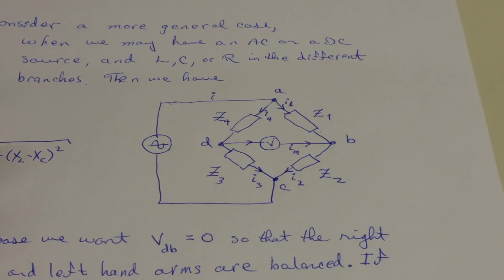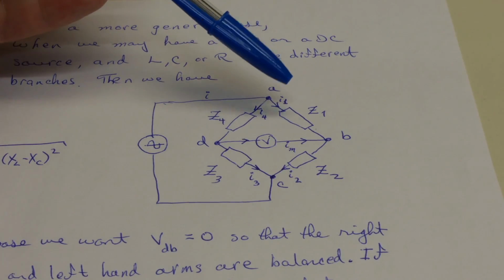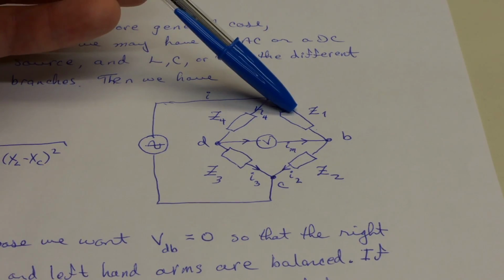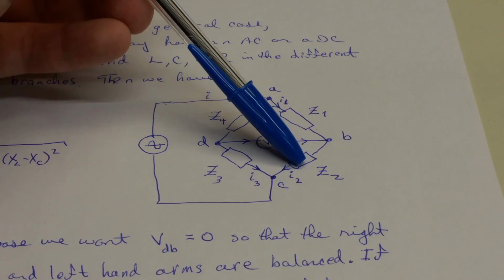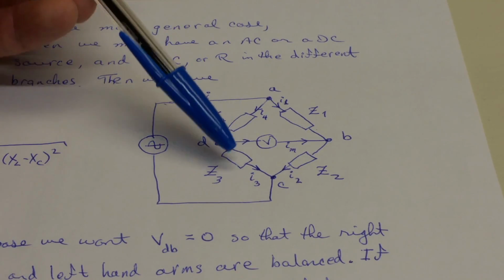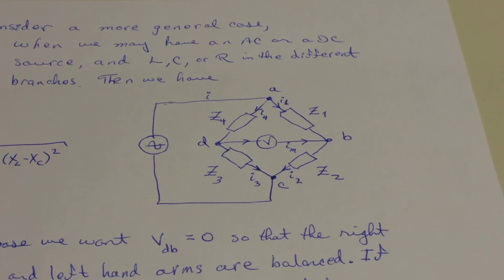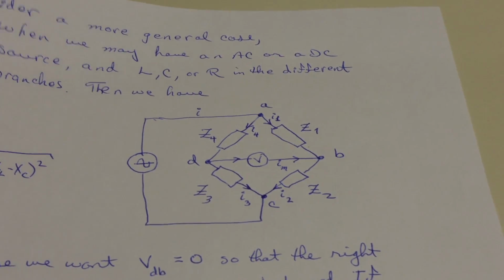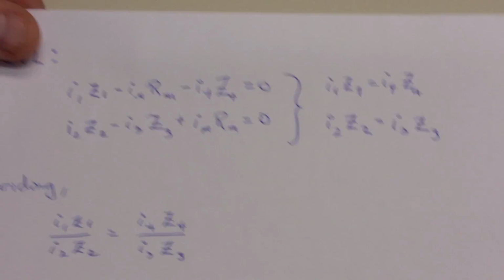What that means is when the circuit is in balance, the current in this part of the circuit is equal to the current in this part of the circuit, and the same for the left-hand side. All right, what does that get us? Well, that doesn't really get us too much until we look at Kirchhoff's voltage law.